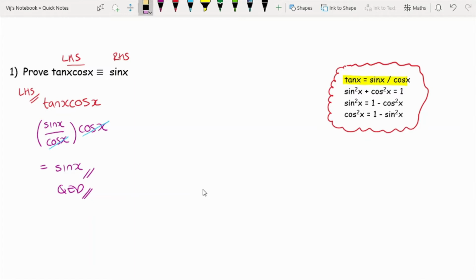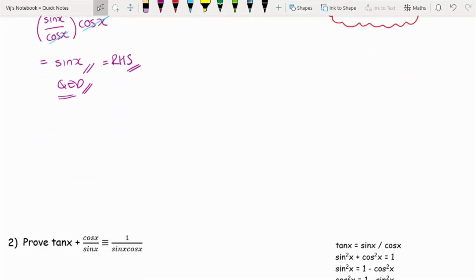I don't know why I've put an equal sign there, but there you go. So there I've proved that this equals the right hand side. One thing you might want to do is say that it equals the right hand side. Another way that you might want to do it is by using the letters of QED. So moving on to our next question, which looks like this.